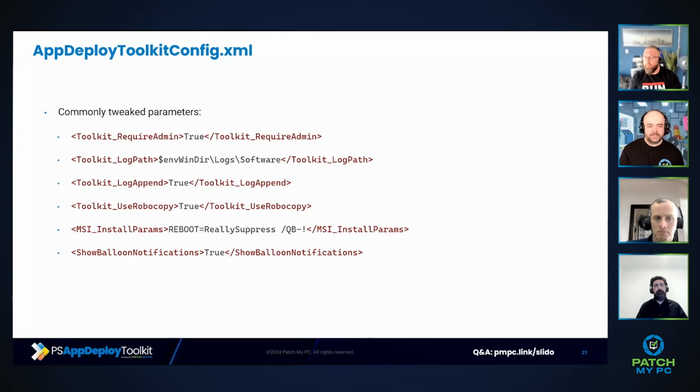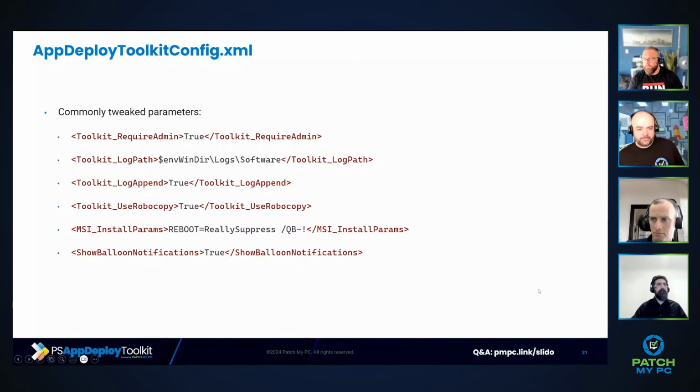Toolkit log append, that's a new one for this release. If you leave it set to true, it'll be just as all the previous versions, where wherever you execute the toolkit, it will just append to the previous log file. If you set that to false, it will now create a new log file every time you execute the toolkit, and it will rename the old one with a timestamp.